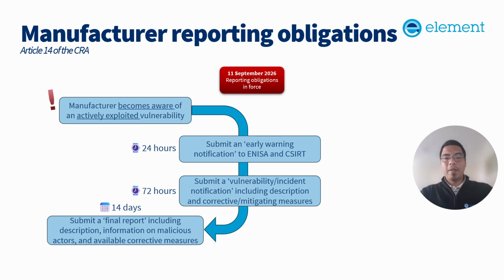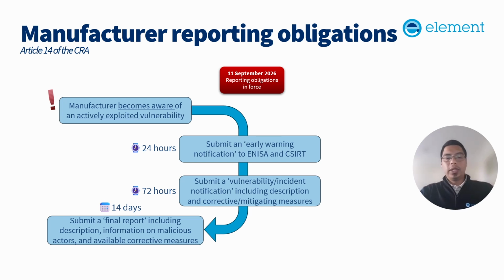Now, the CSIRTs are a network of organizations with responsibilities for cybersecurity in EU member states. Each EU member state has at least one, and generally speaking, it is to the CSIRT in the relevant member state to which a manufacturer will submit this warning and the rest of the reports under these obligations. 72 hours after having become aware of this actively exploited vulnerability, the manufacturer should submit a more detailed vulnerability incident notification, including descriptions of the corrective and mitigating measures and other such details of the nature of this actively exploited vulnerability.